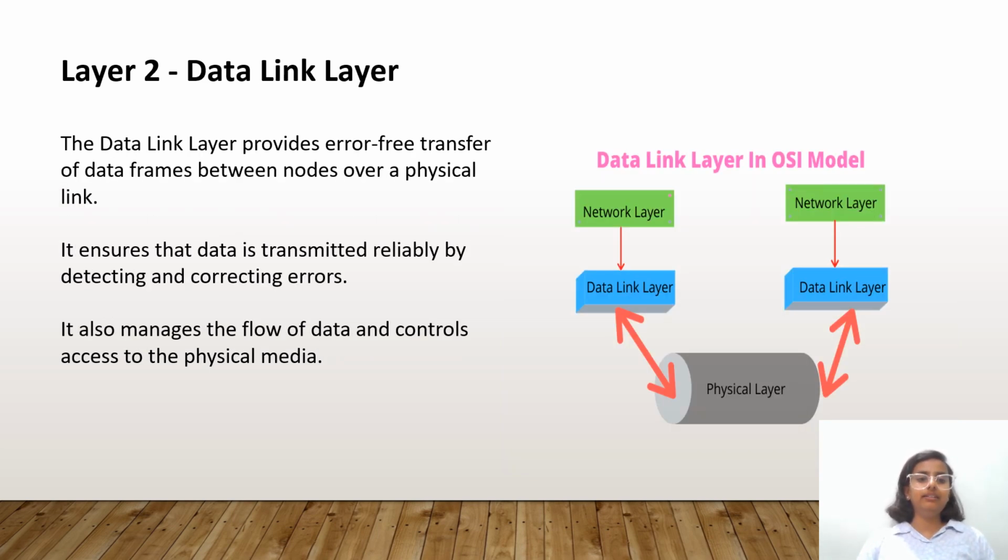Second layer is data link layer. Data link layer provides error-free transfer of data frames between nodes over a physical link. It ensures that data is transmitted by detecting and correcting errors. It also manages the flow of data and access to the physical media. This is the data link layer. It has two network layers and two data link layers, connected to one physical layer.